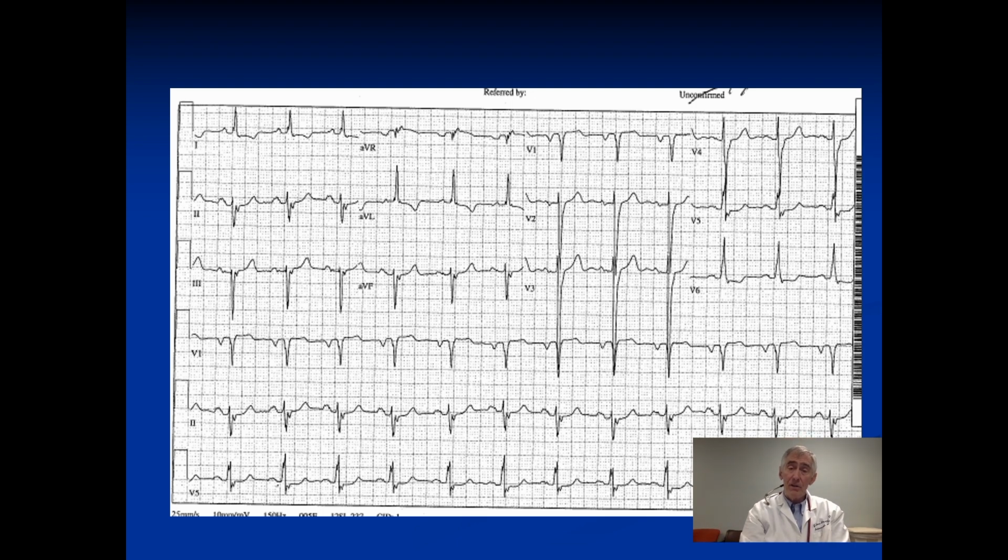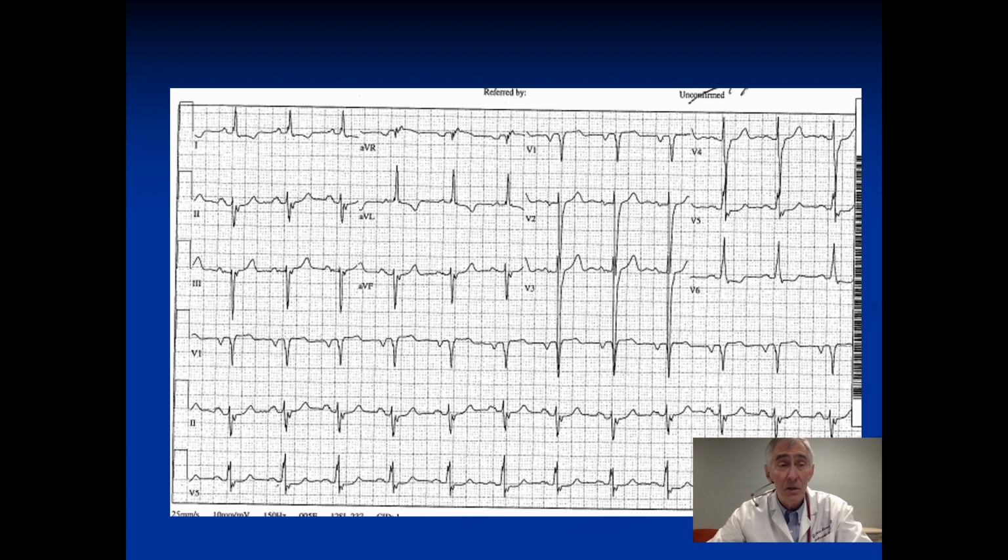And in addition, we're looking at the axis. So the axis is positive in 1, negative in 2. So we have left axis deviation. And in addition, we look at the morphology. We're looking at the intervals, which are all normal, except the QRS may be a little bit wide, which you can have in LVH by Estes criteria.